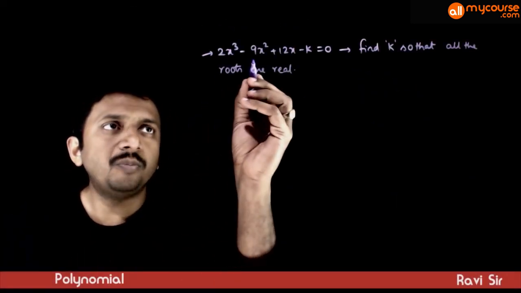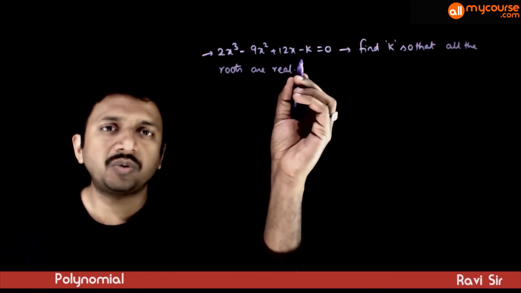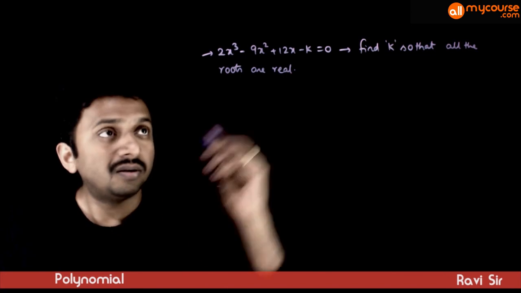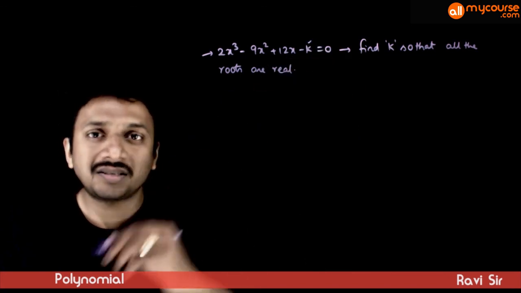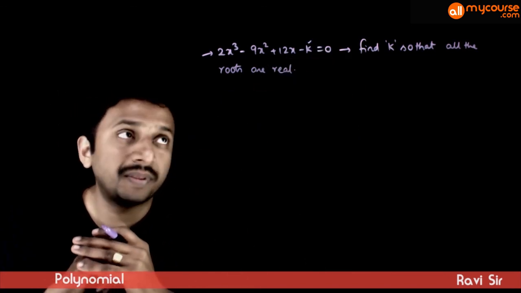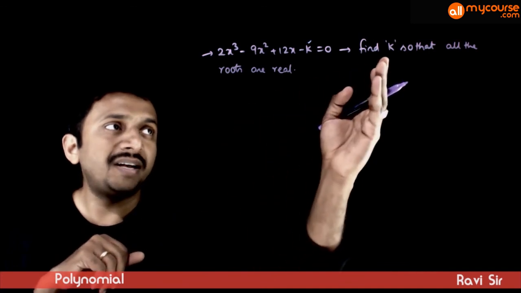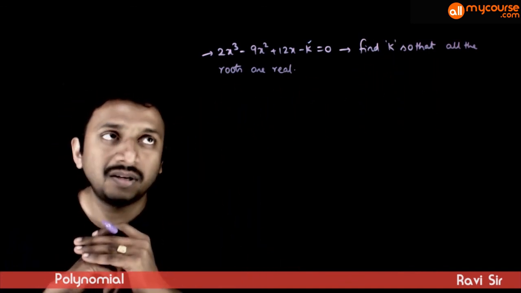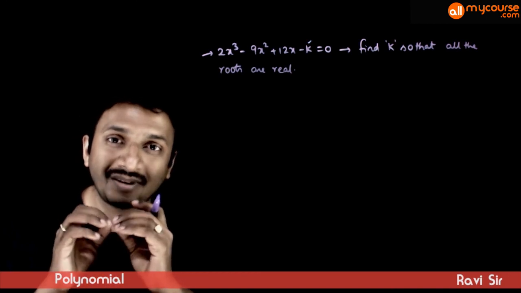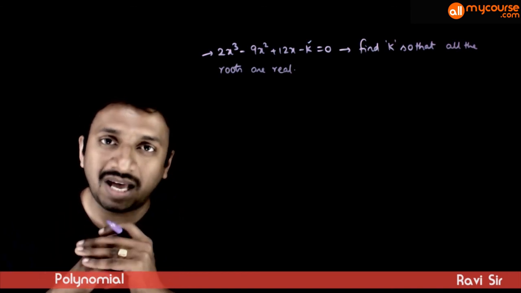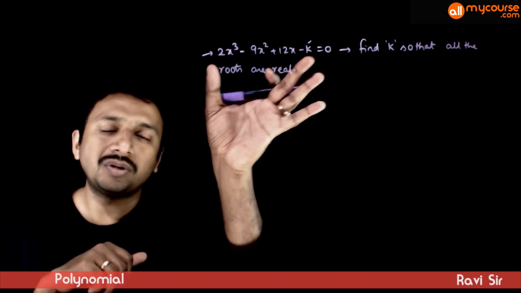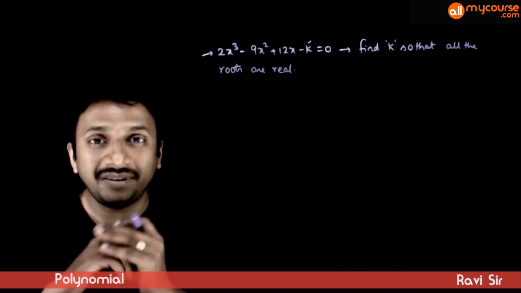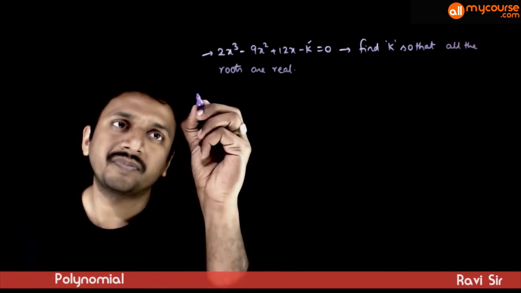So 2x cube minus 9x square plus 12x minus k is equal to 0 is a cubic equation where this k is an unknown. So you are asked to find k so that all the roots are real. What should be the interval in which k has to lie so that all the roots of this equation are real? That means this equation should have 3 real roots.